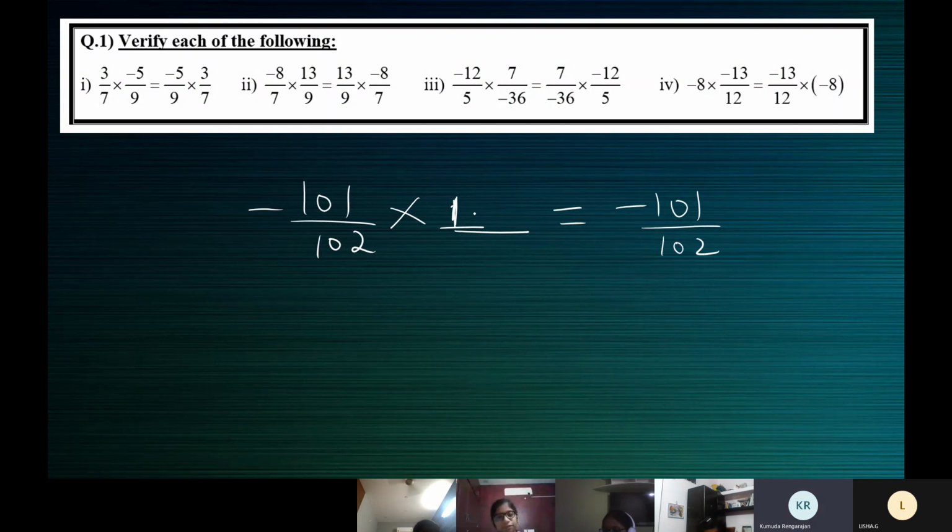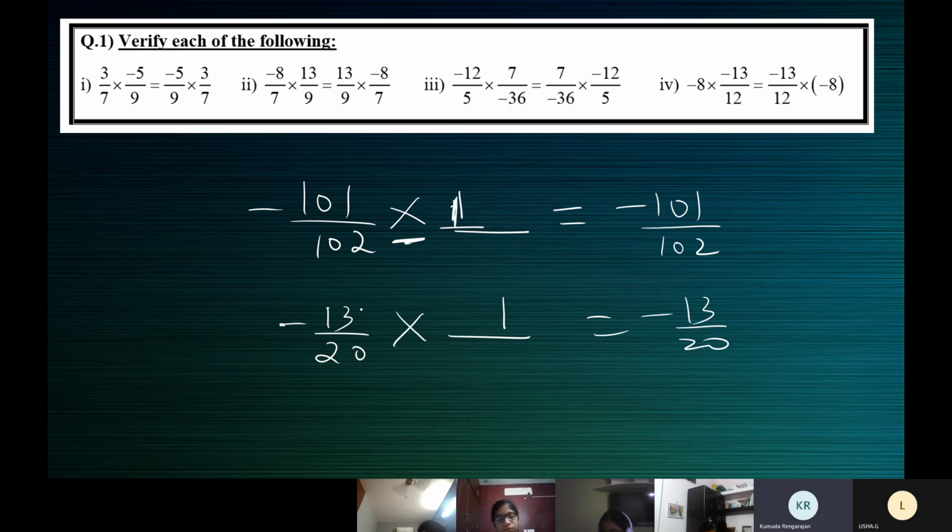So what is 1? 1 is called the multiplicative identity of rational numbers, because any rational number multiplied by 1 will give the same rational number. Same thing, identical answer.